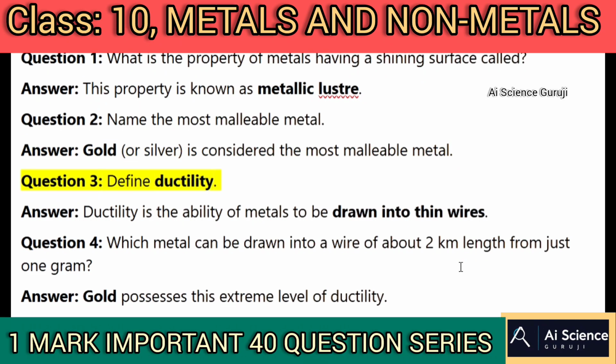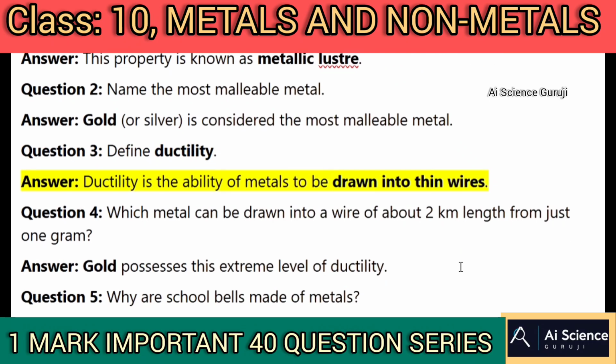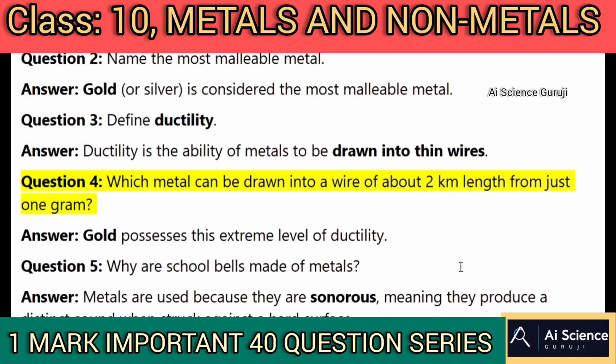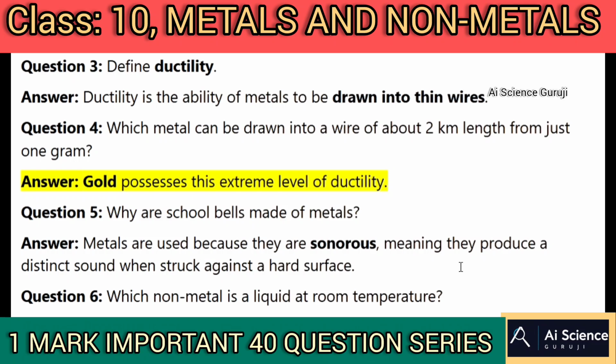Question 3. Define ductility. Answer. Ductility is the ability of metals to be drawn into thin wires. Question 4. Which metal can be drawn into a wire of about 2 kilometers length from just 1 gram? Answer. Gold possesses this extreme level of ductility.